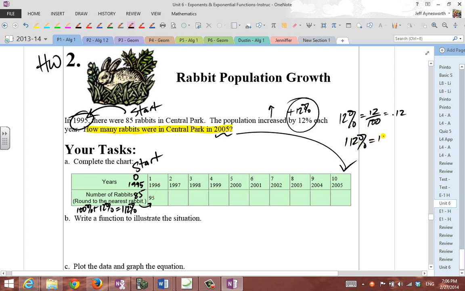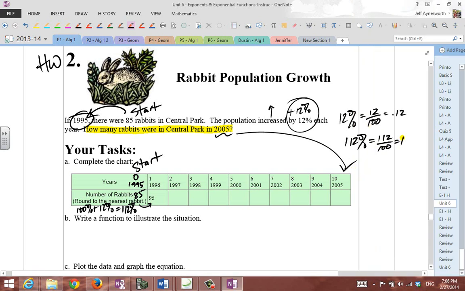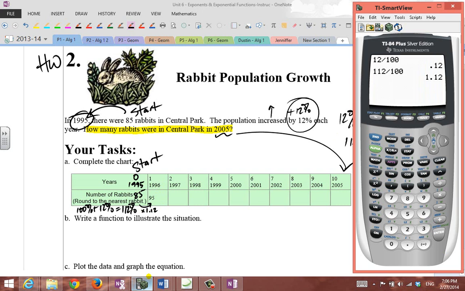112% is 112 hundredths. Divide and move the decimal place 2 places to the left. If you want to use your calculator, and if you can't do that in your head, no big deal. Divide, and you get 1.12. Pretty obvious, 1.12. So you change it to a decimal first. Now, what we want to do is multiply by 1.12, or 112%, to get the number of rabbits for the following year, which is 1996. That's easy to do with technology, guys.